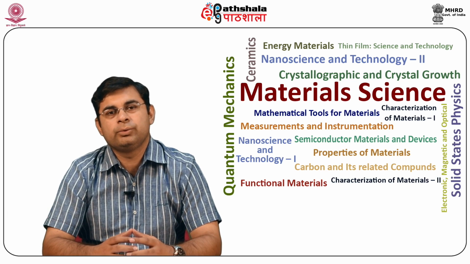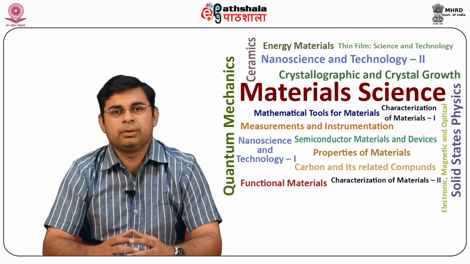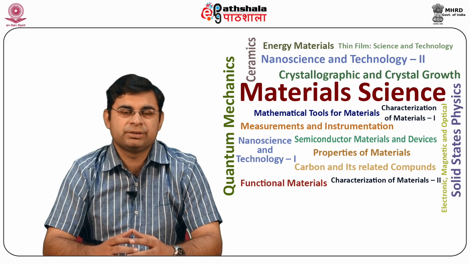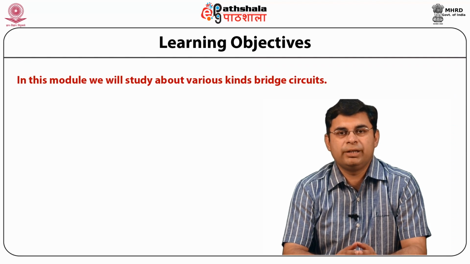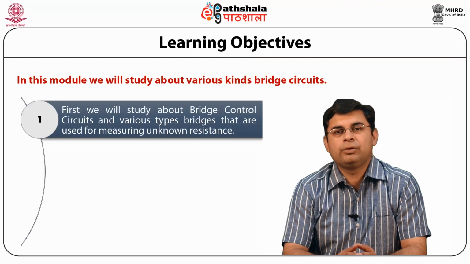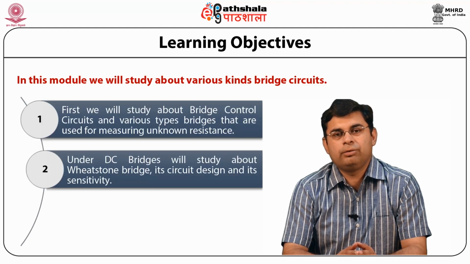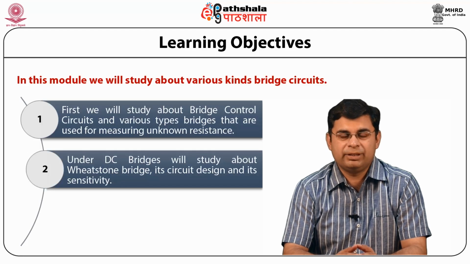Today we are going to discuss the module Bridge Controlled Circuits Part 1 from the paper Measurements and Instrumentation. In this module, we will study various kinds of bridge circuits. First, we will study the bridge control circuits and the various types of bridges that are used for measuring unknown resistance. Under DC bridges, we will study the Wheatstone bridge, its circuit design and its sensitivity.